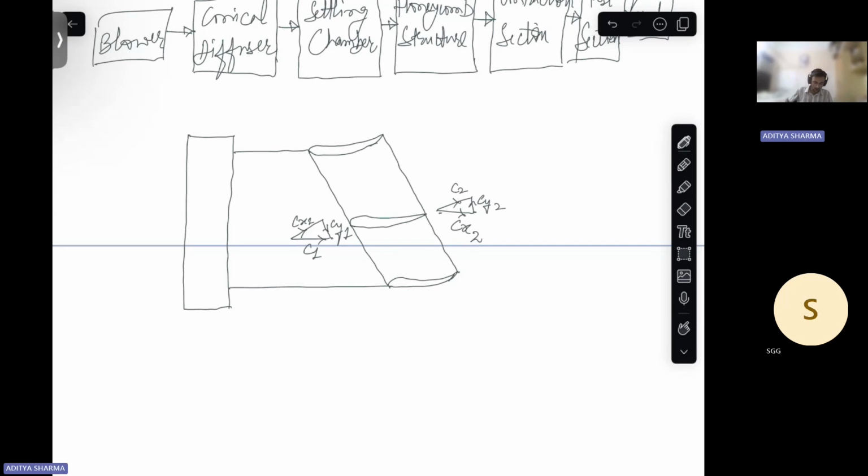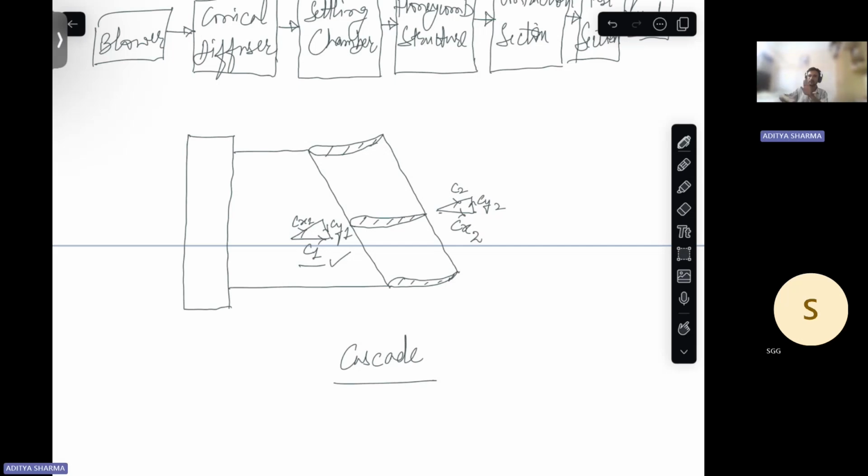Yes. So what I have drawn basically is the test section region where your cascade has been placed. Now we want to study the flow. So initially you have this velocity C1, but before this, you should be able to visualize this, right? So this basically is the top view.